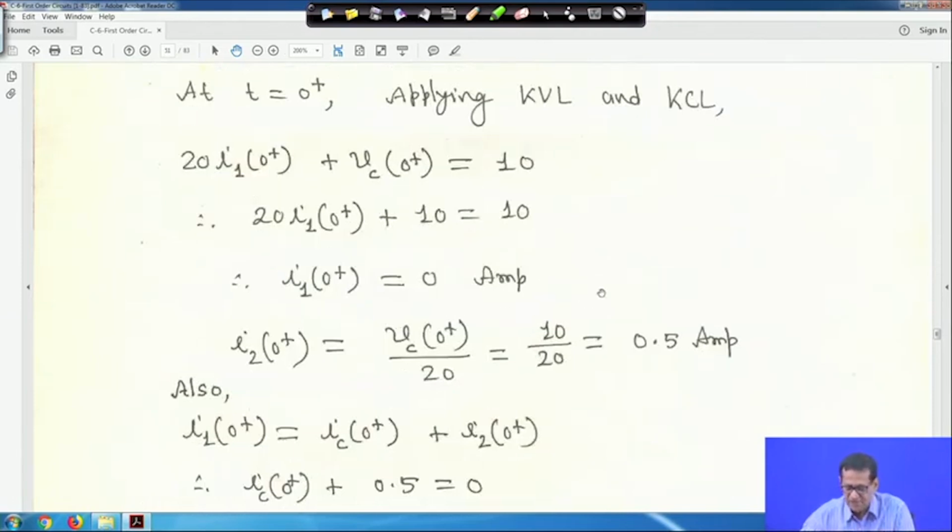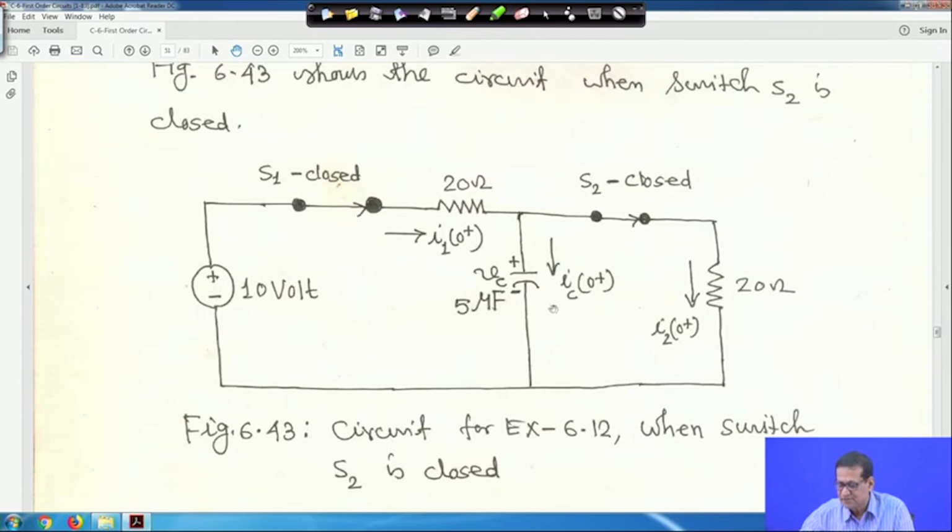Now, come to I2(0+). This is I2(0+), and at that time the voltage across the capacitor is Vc(0+). So, the 20 ohm is connected across this.